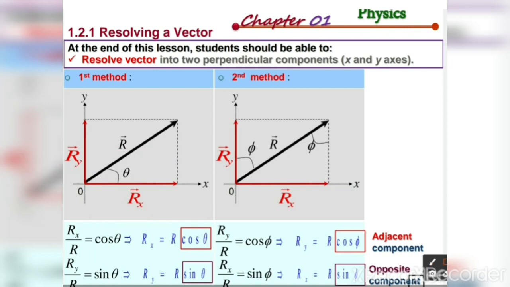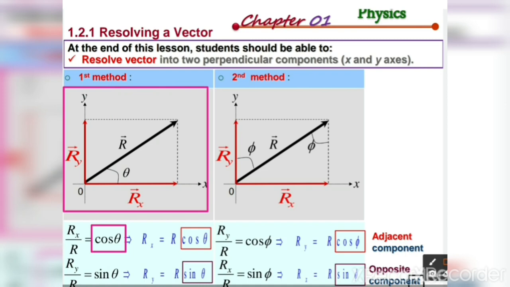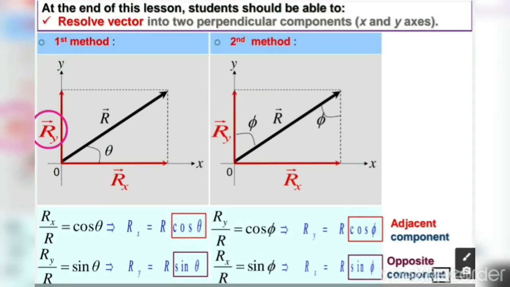By referring to the law of trigonometry, for cos theta, we know that cos theta is adjacent divided by hypotenuse. By referring to this figure, your adjacent is Rx and your hypotenuse is vector R. Therefore, making Rx the subject, Rx is equal to R cos theta. From this figure, you should know that this also refers to the same value as Ry.